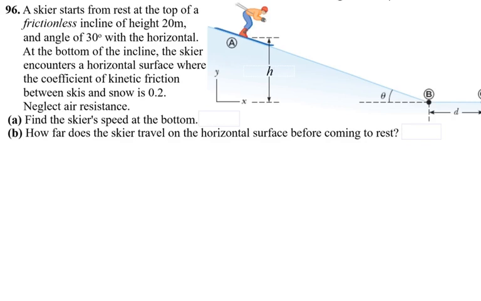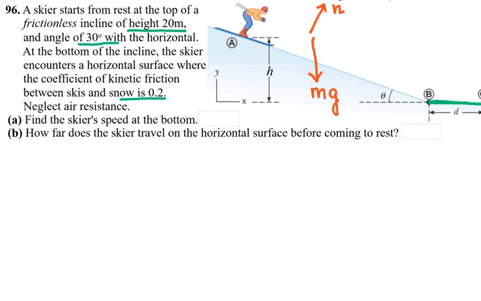Because of my limited space, I'm just going to highlight everything that is given. So the height is given, 20 meters, the angle is 30 degrees, and the coefficient of friction is 0.2. And it is along the horizontal line. It's not on the incline. On the incline, they say there's no friction. So the forces acting on the skier, I'm going to do it here. The normal force, the force of gravity, and that's it, because there's no friction.